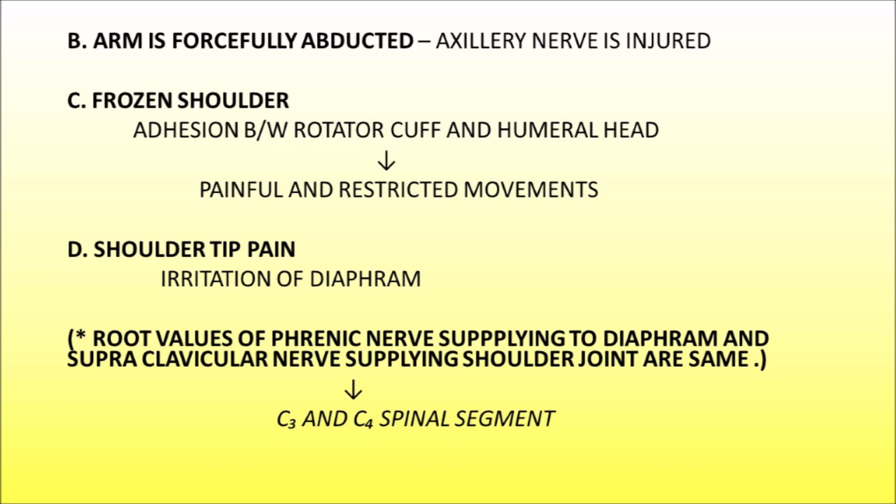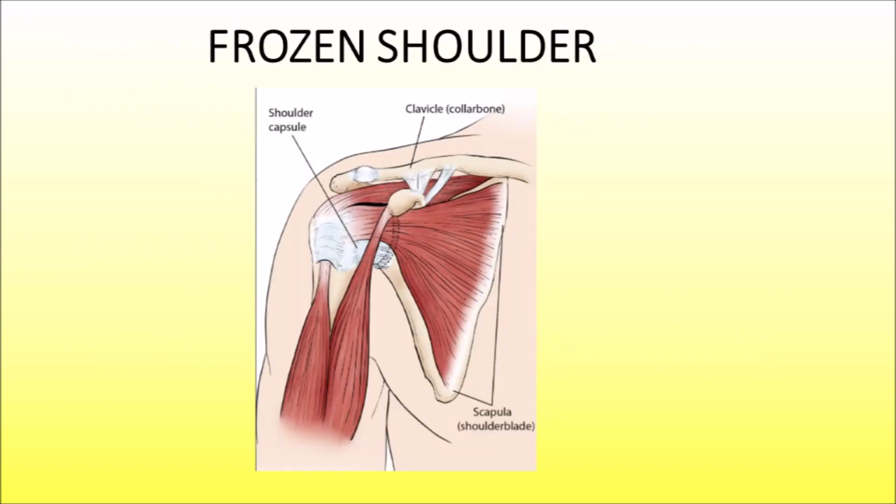The last one is the shoulder tip pain. Irritation of the diaphragm causes referred pain to the shoulder tip. Now you might wonder, how does the diaphragm play a role here? Since the root values of the phrenic nerve supplying the diaphragm and the supraclavicular nerve supplying the shoulder joint are the same, that is the C3 and C4 spinal segments, irritation of the diaphragm causes the shoulder tip pain.